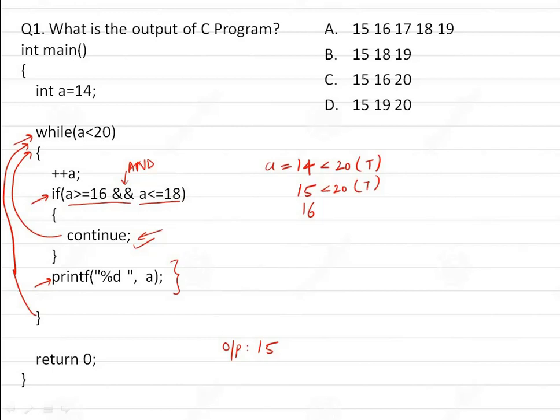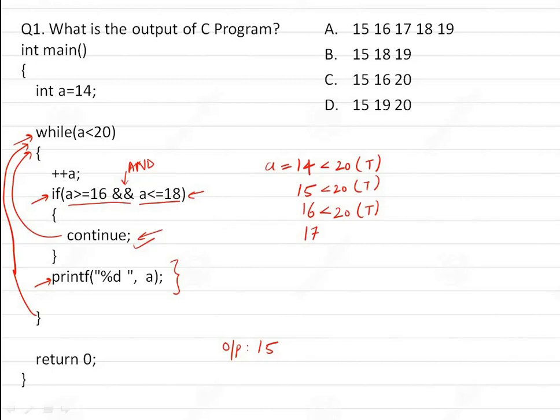Again we check whether 16 is less than 20. This is true. Just to remind you, when the value of a was 16, no output was printed, so the output remained as it is, 15. Yes, 16 is less than 20, so we will enter the loop. The value of a becomes 17. Again we check this if condition. Yes, 17 lies between 16 and 18, so this continue statement will be executed.